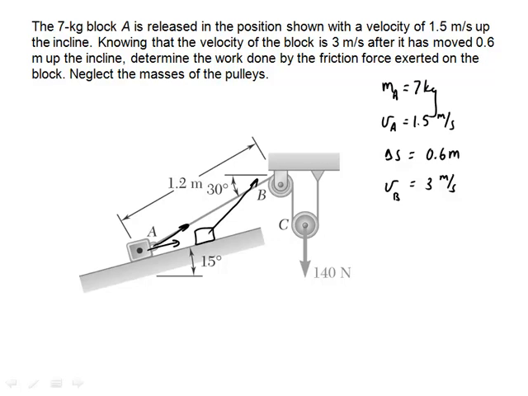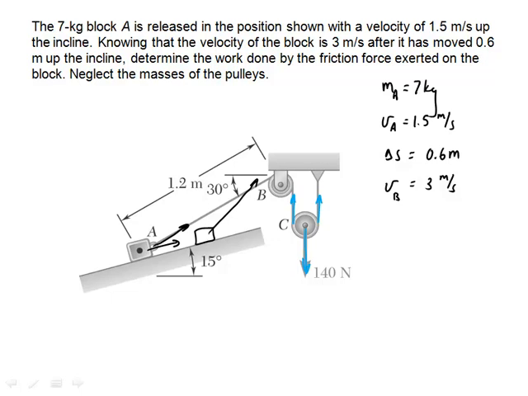So what we need to know is, how much work did the tension do? Well, we can get that information, interestingly enough, from this pulley right here. What I'm going to do is take note that there's a tension there and a tension there on that massless pulley, and 140 newtons down.